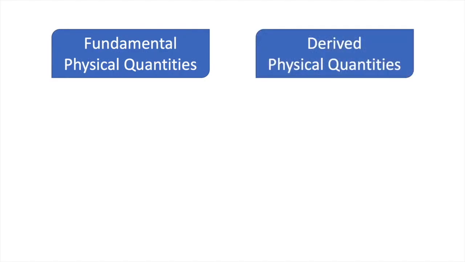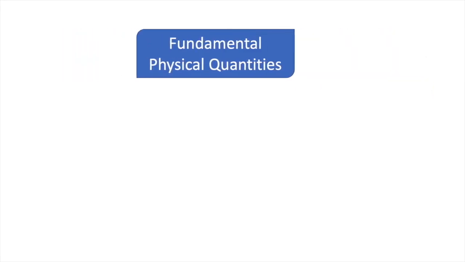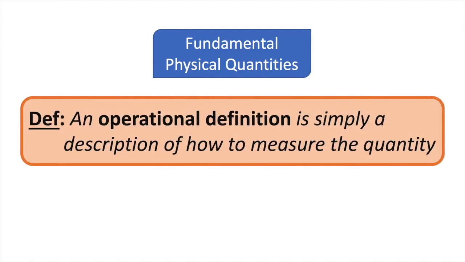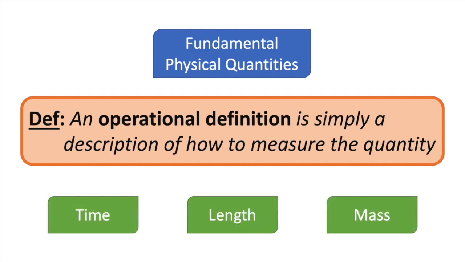And roughly speaking, physical quantities can be split into two categories: the fundamental physical quantities and everything else that is derived from the fundamental ones. And how do you tell the difference? Well, the fundamental physical quantities can usually only be defined by how they are measured. These definitions are called operational definitions. And the three fundamental quantities we are going to talk about in more detail are time, length, and mass.